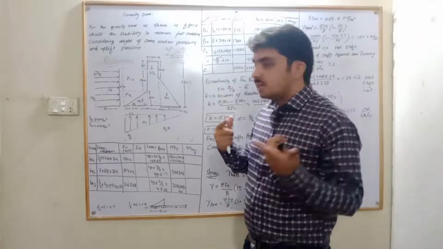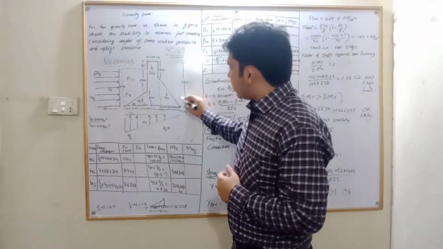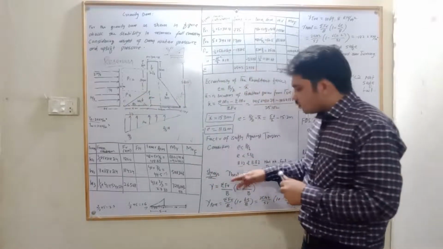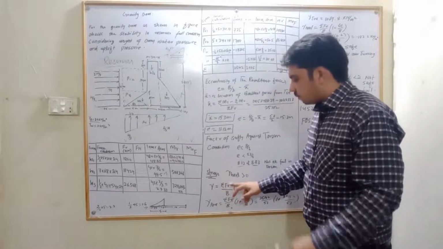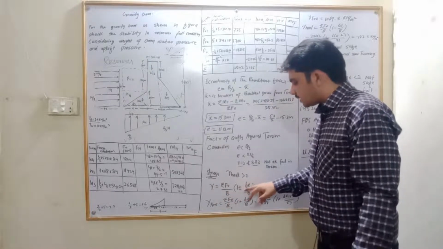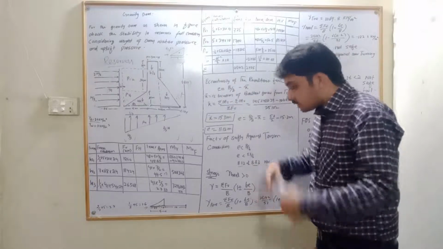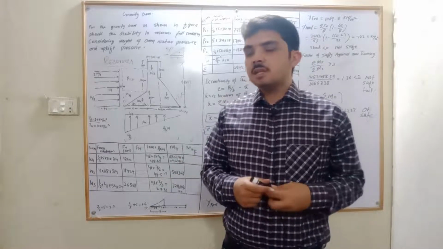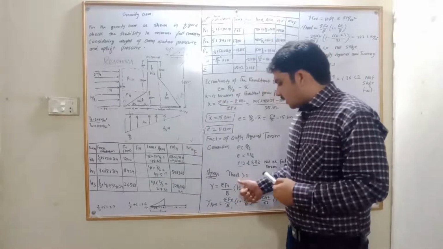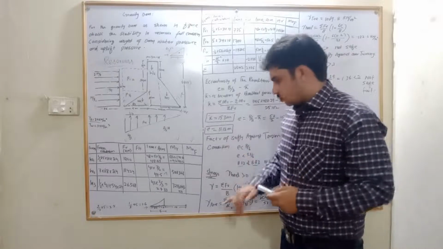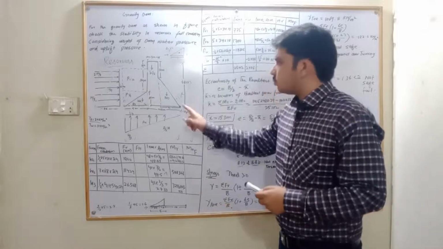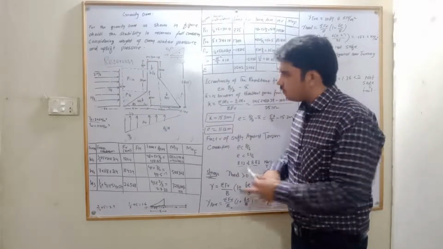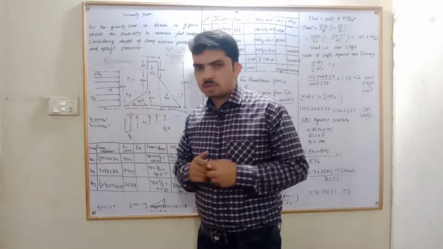Now what is the heel? This point of the dam is called the toe and this point of the dam is called the heel. So we have the formula: stress is equal to summation of vertical forces divided by B into 1 plus or minus 6E divided by B. Now the question arises in my mind: what is the meaning of plus minus in this formula? When we use this formula in the form of plus, this stress will be found for the toe, and if we use it in the form of minus, we will get the stress at the heel, okay.